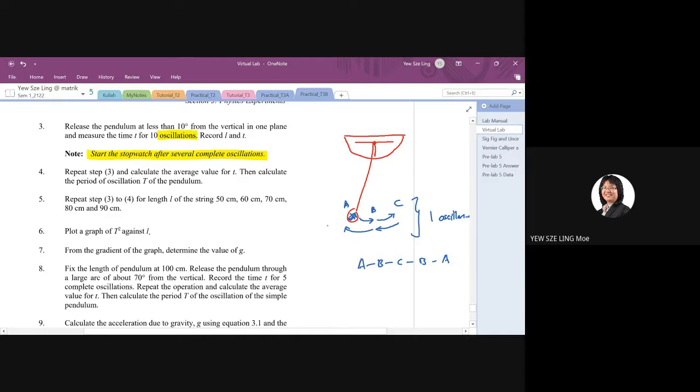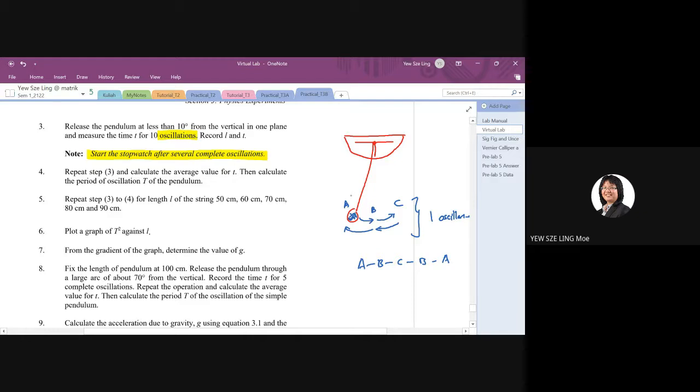So for the whole experiment, maybe you need it to swing like 15 cycles, for example. You wait for 5 oscillations first before you start to record the time. That is just an example, but at least 2 to 3 oscillations. You let it oscillate until it's smooth already, then you start your stopwatch. And the moment you start your stopwatch, you start counting.